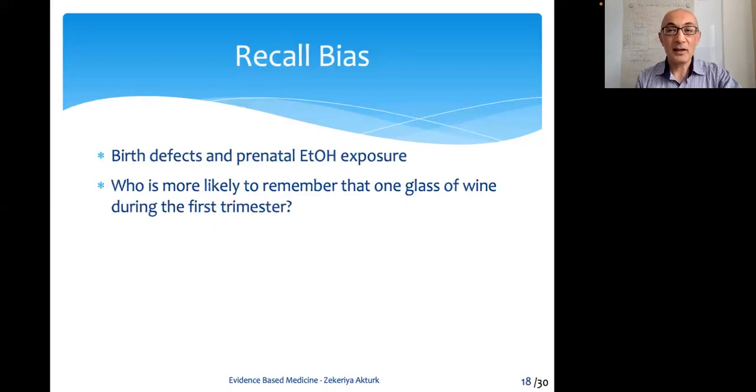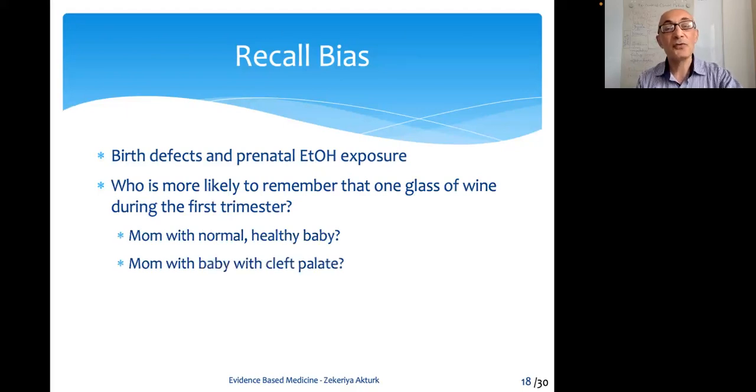Recall bias, another example for recall bias is this ethyl alcohol exposure or alcohol consumption during the pregnancy. If a woman, a mother, has delivered a baby with cleft palate or with some congenital deformities, surely those who have encountered this problem will remember more whether they consumed some alcohol during the pregnancy or not.